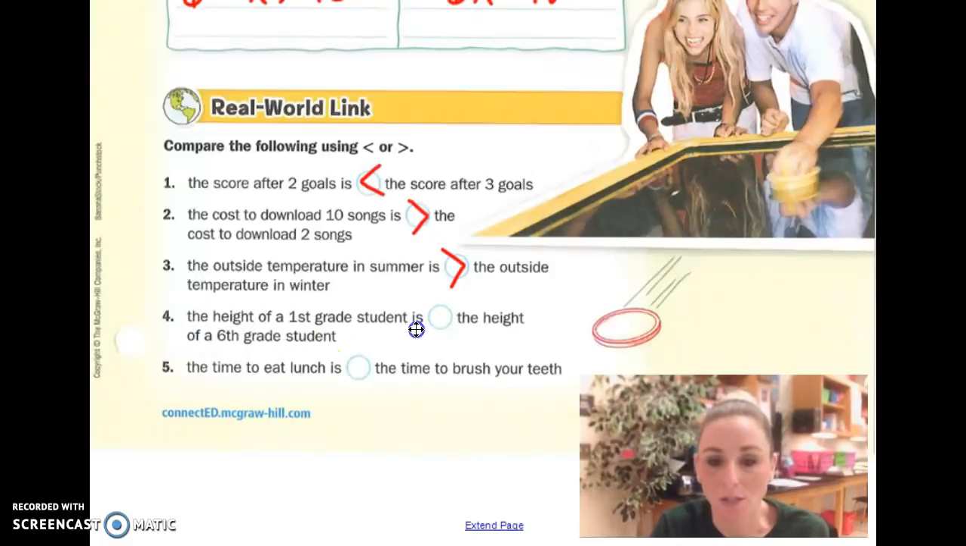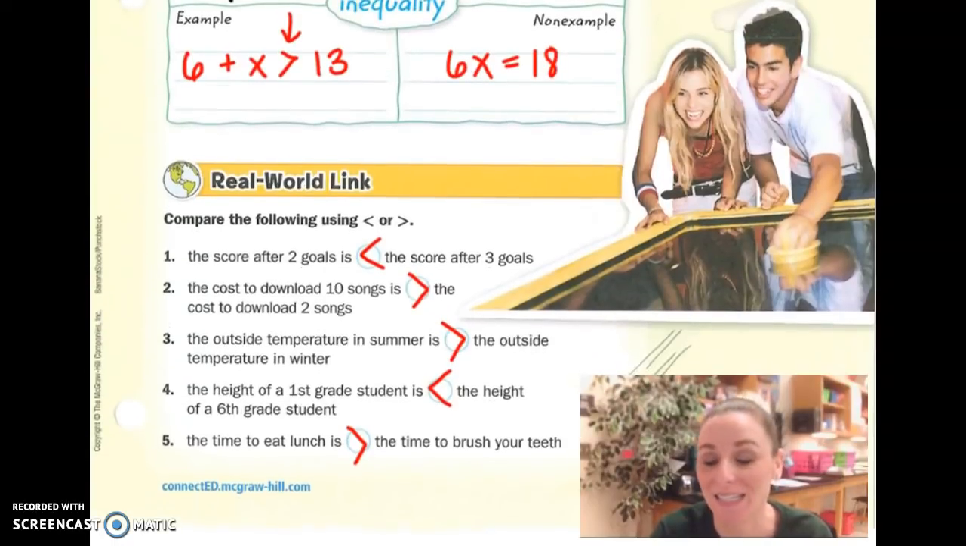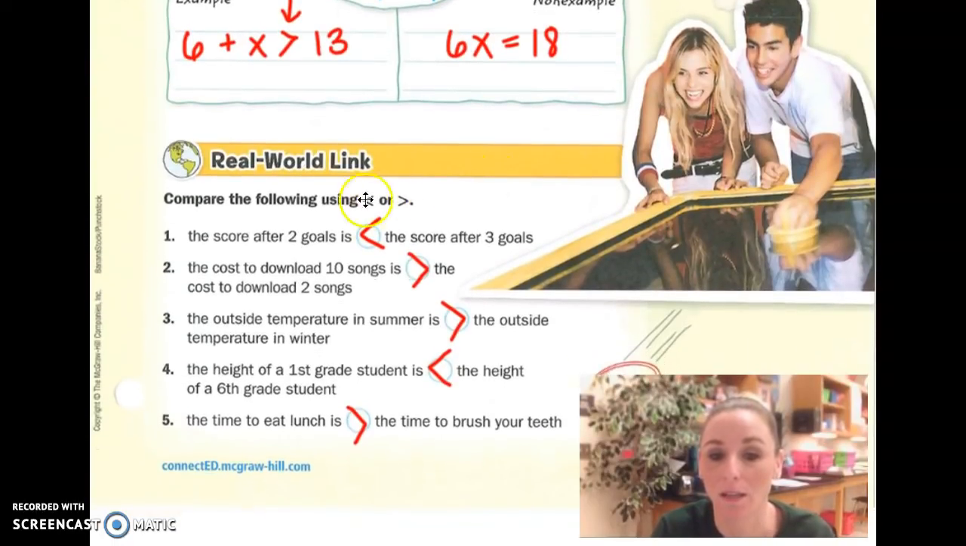The height of a first grade student is less than or greater than the height of a 6th grade student. Well, that is obvious: usually most times the first grader is going to be less than the height of a 6th grader. And the time it takes to eat your lunch, and then the time it takes you to brush your teeth. Well, I would hope that it would take you more time to eat your lunch than to brush your teeth, but if you brush your teeth the same amount of time that it takes you to eat lunch, maybe you don't have any cavities and you don't have to go see the dentist. So I guess it's a win-win. So pretty easy here when we talk about less than and greater than.